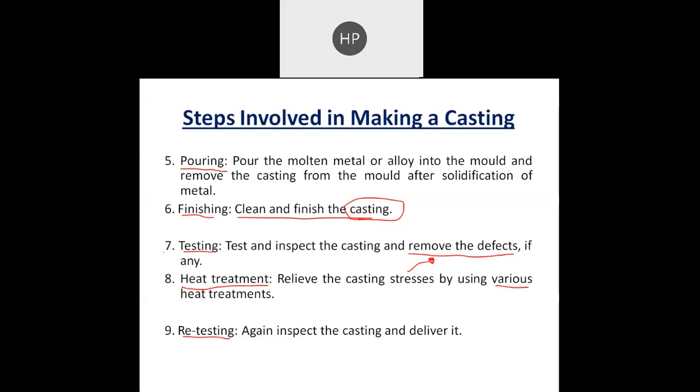The next step is testing of the casting, to check whether there are certain defects or not. And to remove those defects, we perform various heat treatment processes, and after performing the heat treatments, the casting is retested, and if it is okay, then we will deliver it. So these are the steps involved while making a casting.